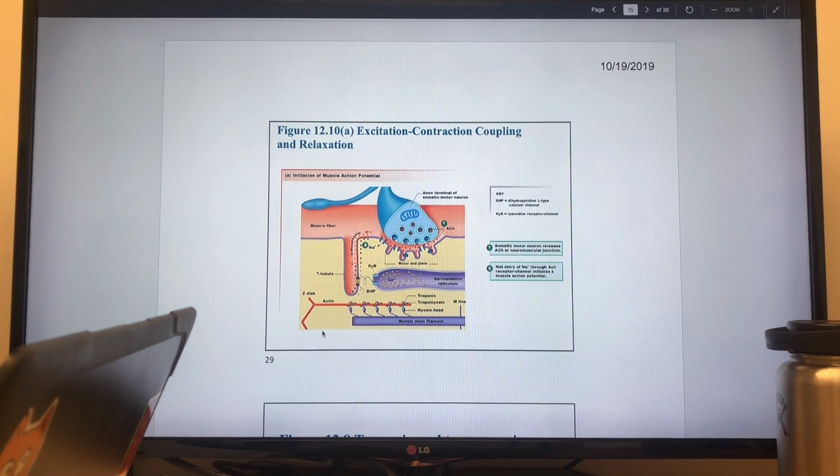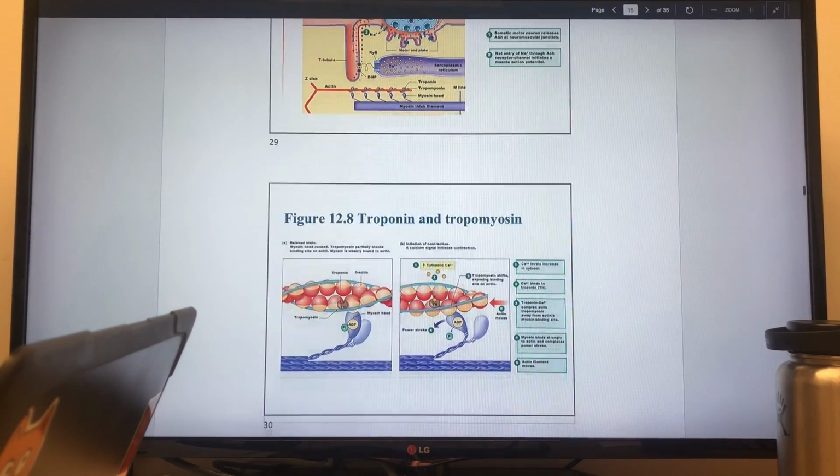So here's just a more detailed photo. Basically right here, you have your ACh release, the signal is sent, and up to here is just your basic action potential. Then the DHP receptor, and then your RYR, which will release calcium, which will bind to troponin, etc.